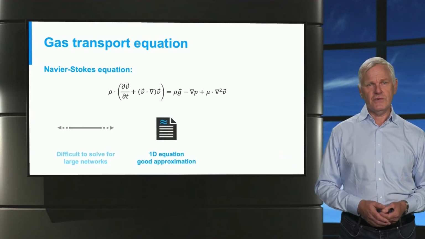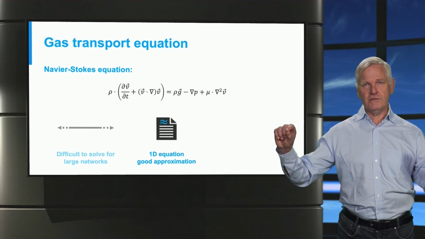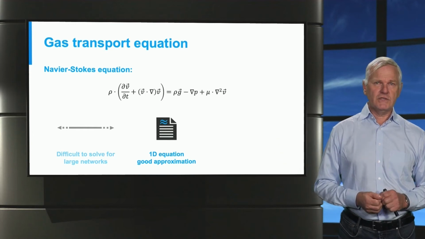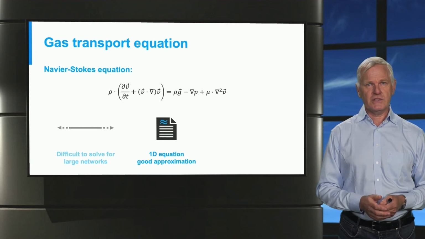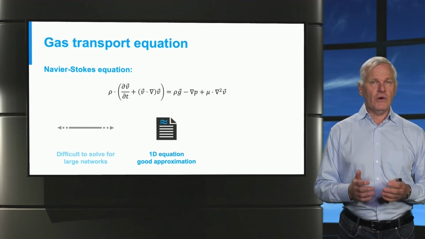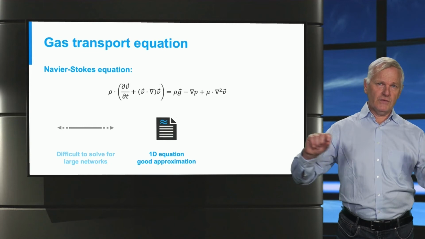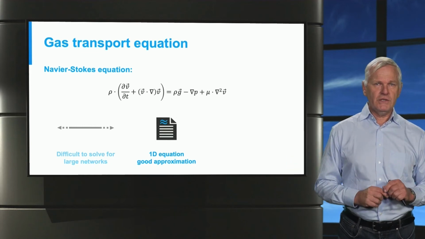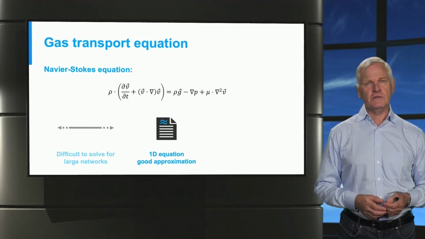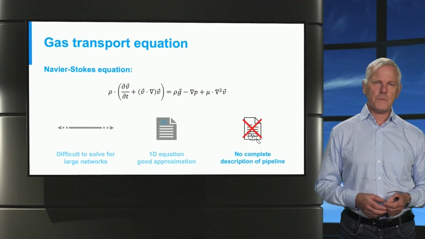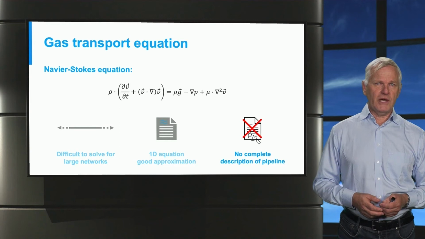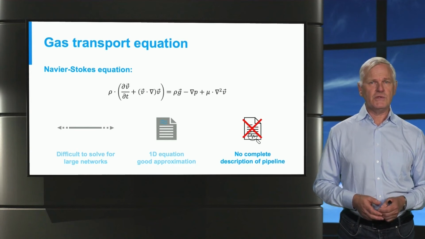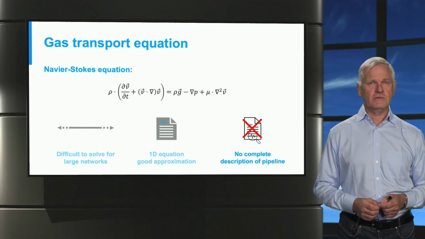What appears to be sufficient is the 1D equation. The Navier-Stokes equations are in x, y, z directions, the three spatial directions, and time. If you have only an equation in the length of the pipe and time, it is already sufficient to have an excellent approximation. This means that we do not have a complete description of the pipeline, but this is sufficient for most applications, except if we have to zoom in for details.